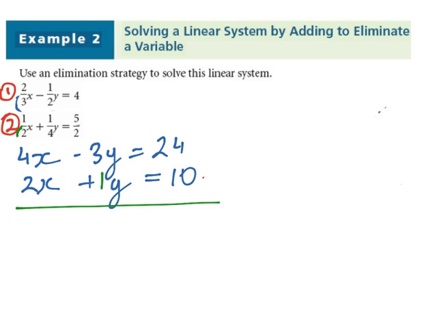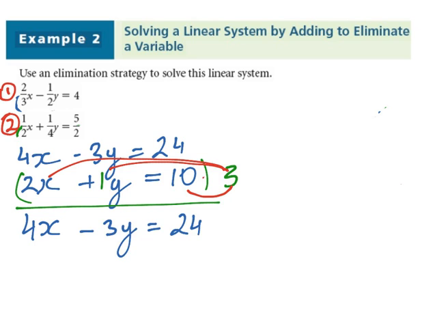And in order to match the coefficients, we would have to multiply the second equation only by 3. So we're going to multiply the 3 with every term in the second equation. It's good practice to always rewrite the first equation and never change the order.